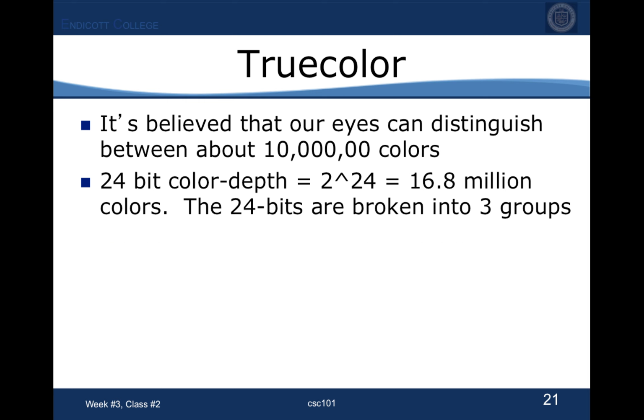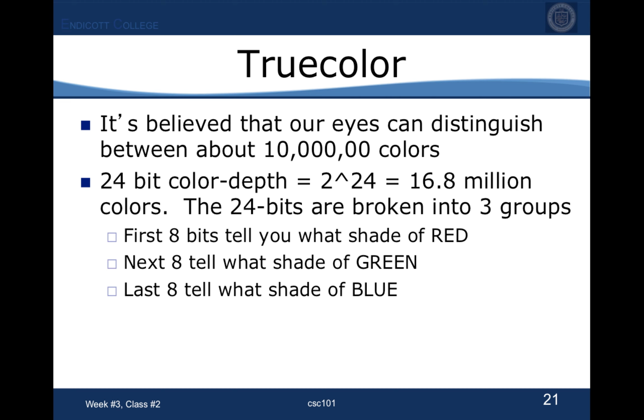So how do we use 24 bits in order to create the image? Well, actually, what they do is they say, all right, 24 bits, that's 3 groups of 8. Remember, 8 bits is a byte. The first byte tells you what shade of red. So if you can believe it, there's 2 to the 8 shades of red. That's 256 different shades of red. Then there's 256 shades of blue and green.